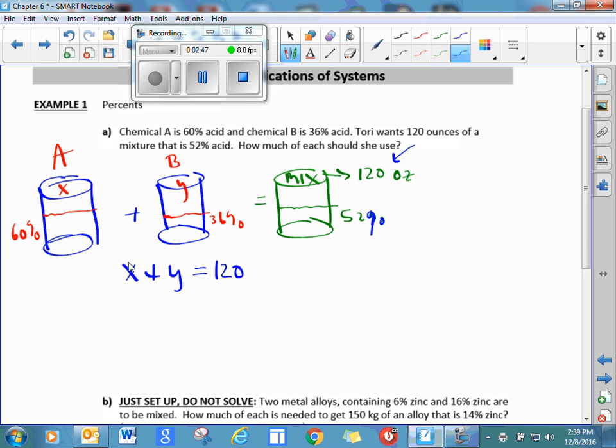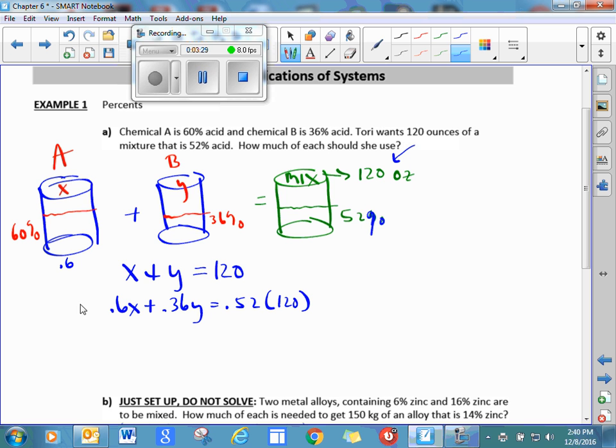The second equation is going to be based on the acid amount. So we know that of this X amount from chemical A, 60% of it, which is 0.6, is acid. And 36% of Y, the container chemical B, is also acid. And we know that 52% of that 120 ounces is going to be acid. So these are our two equations that we've set up. And probably I'm going to solve it by substitution, but I'm going to clean up this bottom equation a little bit because I would prefer to deal with bigger numbers, even to just get rid of the decimals.